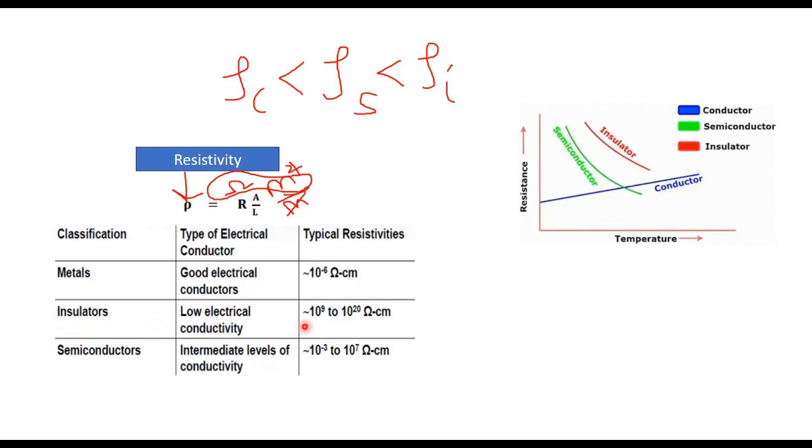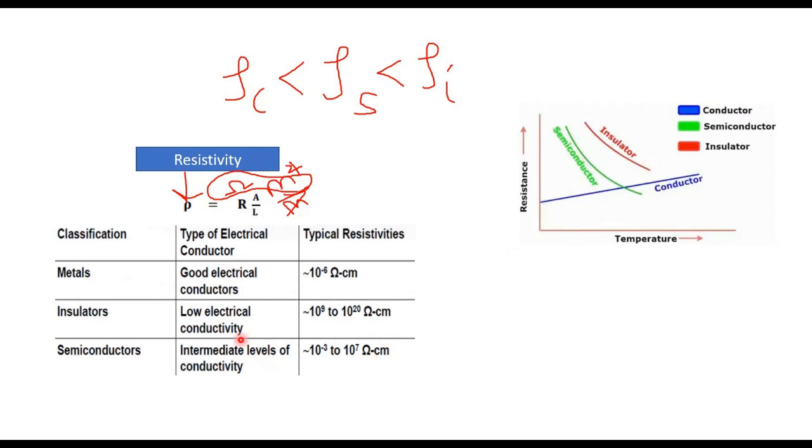Here you can see that insulators have the resistivity of 10 to the power 9 to 10 to the power 20. For mica and all, we have it like 10 to the power 12. So it is very high, 10 to the power plus 9, 10 to the power plus 20. So it offers very high resistance. So it is difficult for the current to pass through it. Semiconductors, you can see here, it lies somewhere in between 10 to the power minus 3, 10 to the power 7, in between. So it is like between metals and insulators.